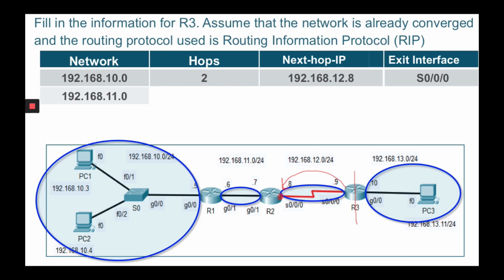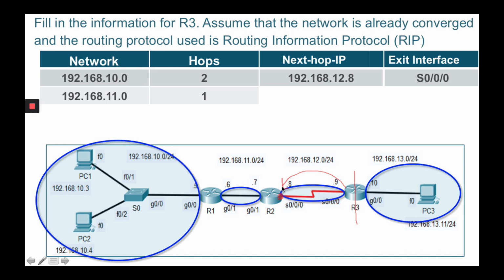192.168.11.0. You are at router 3 and you would like to route to 192.168.11.0. So in order to reach this 192.168.11.0, you will have to route one hop away from router 3 to reach that destination. So your hop number will be 1, and your next hop IP address, because in order to reach 192.168.11.0, you still go through this router 2.